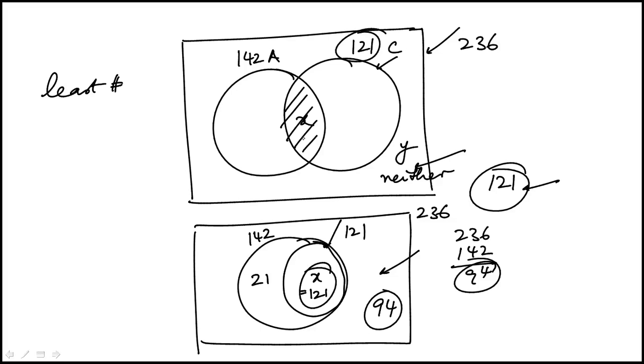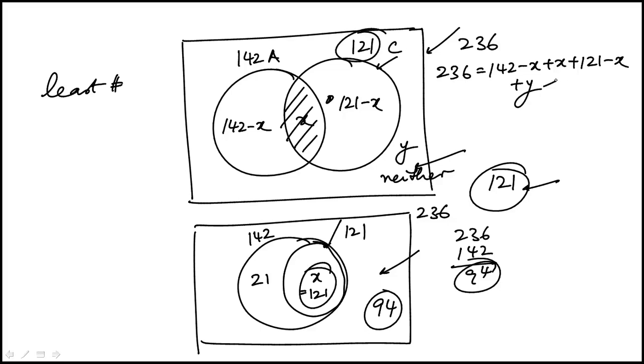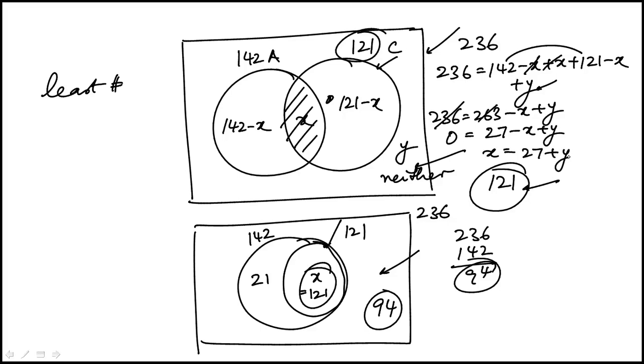And so in that case, I'm going to just add these different categories, 142 minus X, and then this is 121 minus X. And if I add all these regions, that has to be equal to 236, and includes neither. And then the X's drop out. These two, that's 263 minus X plus Y. I subtract this, I get 0 here. This is 27. So I get X is equal to 27 plus Y.